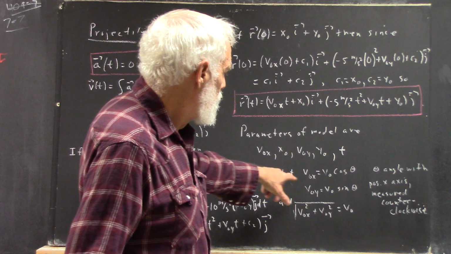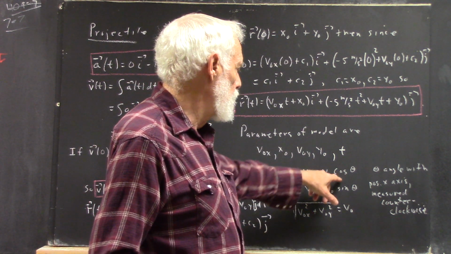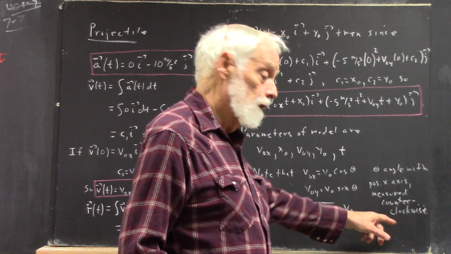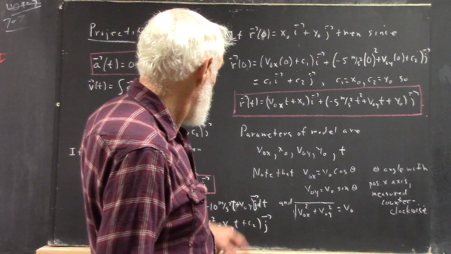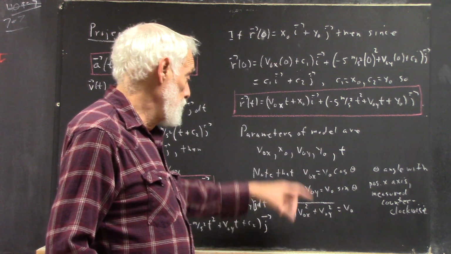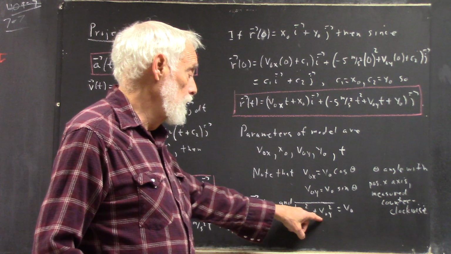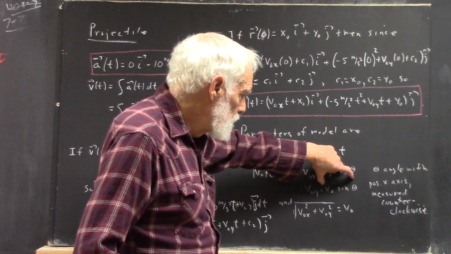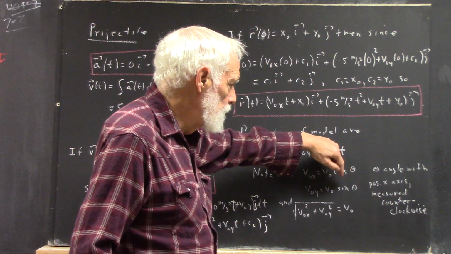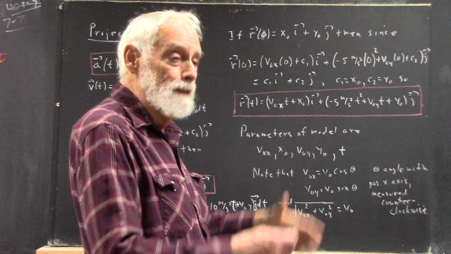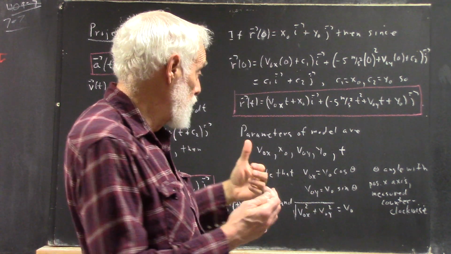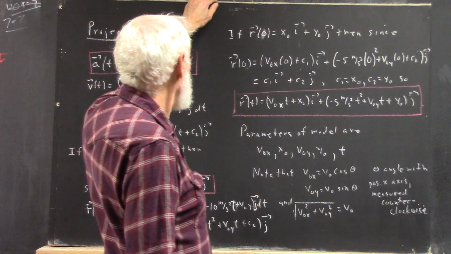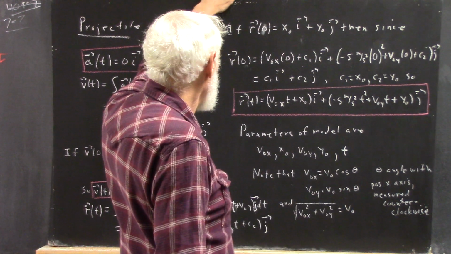Let's note that v naught x and v naught y are v naught cosine theta and v naught sine theta, where theta is the angle with the positive x-axis measured counterclockwise. Also, Pythagorean identity, v naught x squared plus v naught y squared equals v naught squared, which follows immediately from this. If you add the square of this to the square of this, you'll have v naught squared times cosine squared theta plus sine squared theta. The cosine squared plus the sine squared is 1, so you get the square root of v naught squared, which is v naught. And you should know that. You should have done that and seen that when you learned about vectors, among other things.